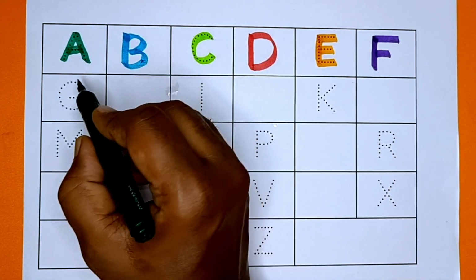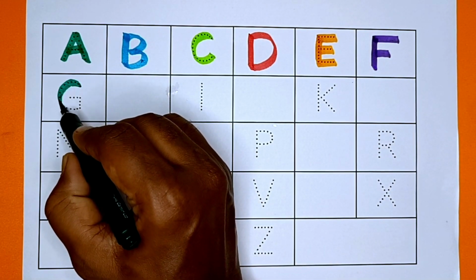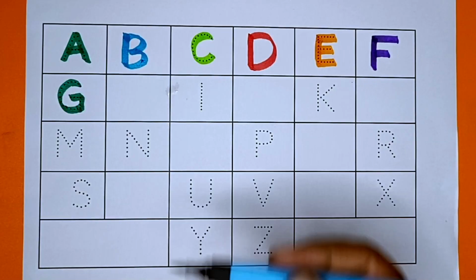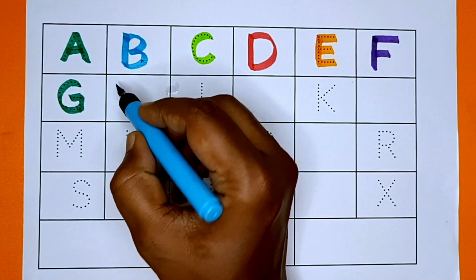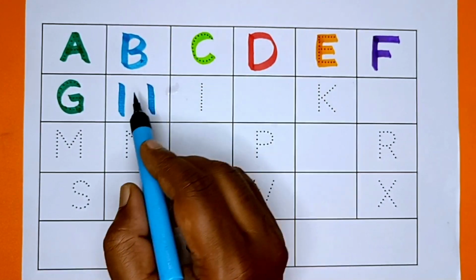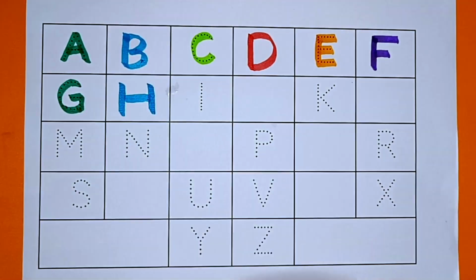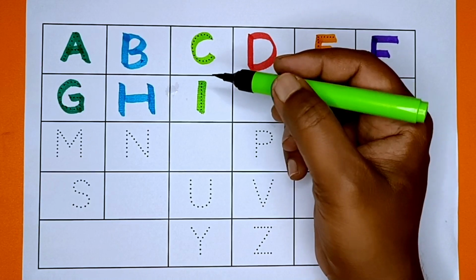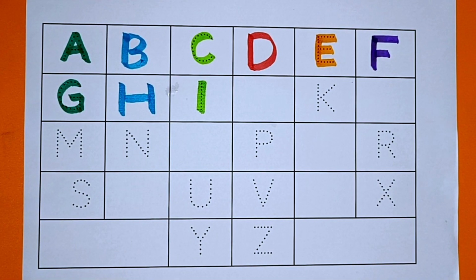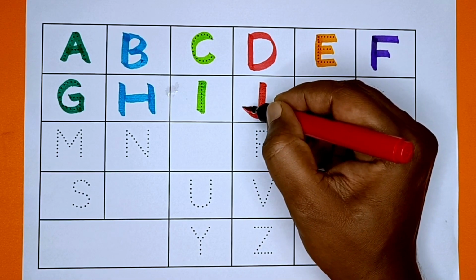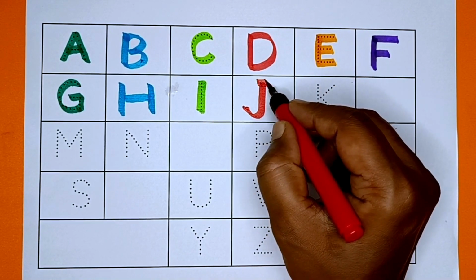Dark green color: G for girl. Sky blue color: H for house. Lime green color: I for ice cream. Red color: J for joker.